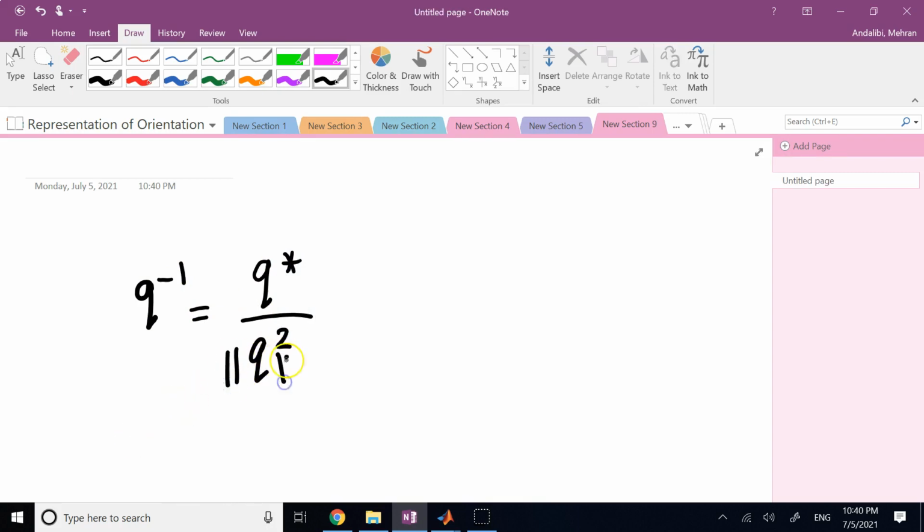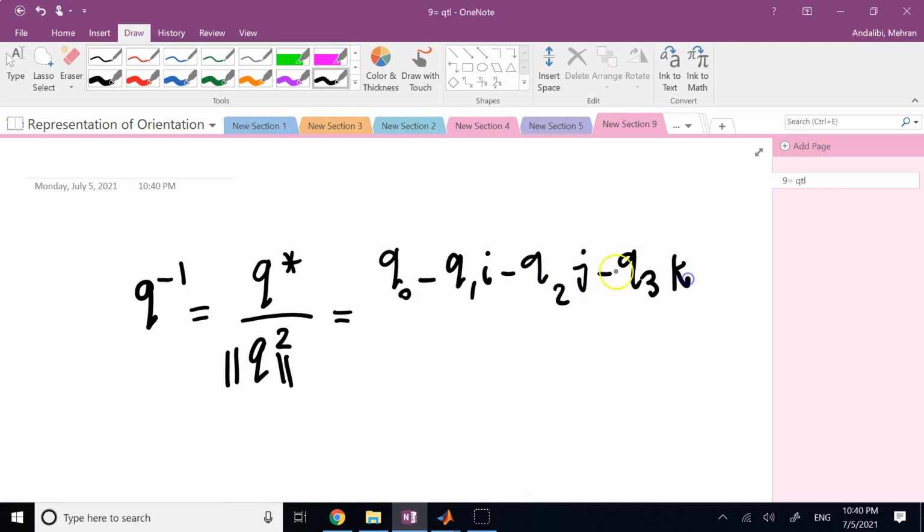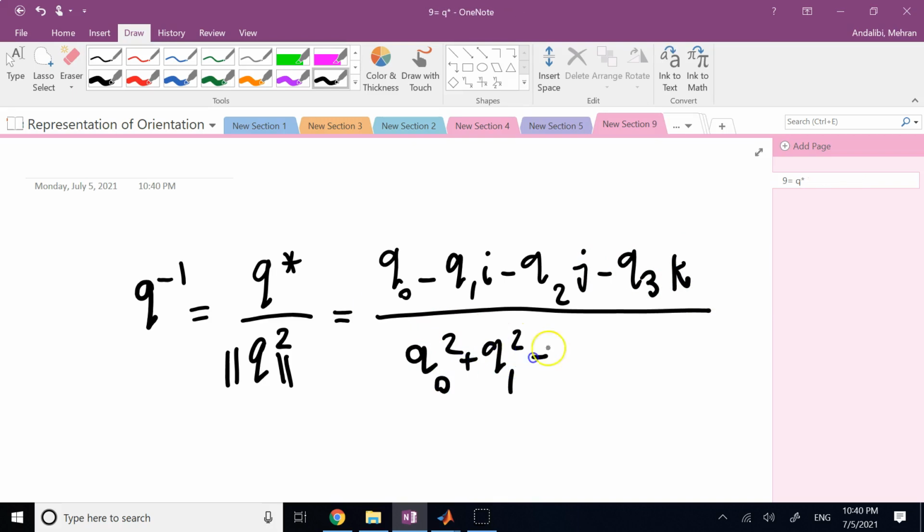Okay? So it is like q naught minus q1i minus q2j minus q3k divided by q naught squared plus q1 squared plus q2 squared plus q3 squared. So this is the definition of the inverse of a quaternion in general. In general, this is the definition of inverse of a quaternion, which is not unit quaternion.